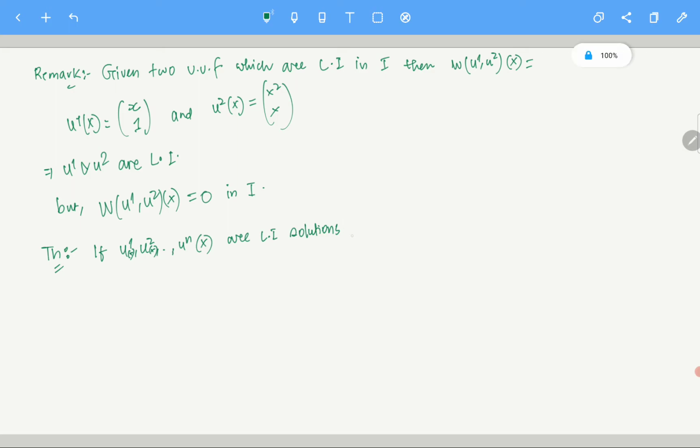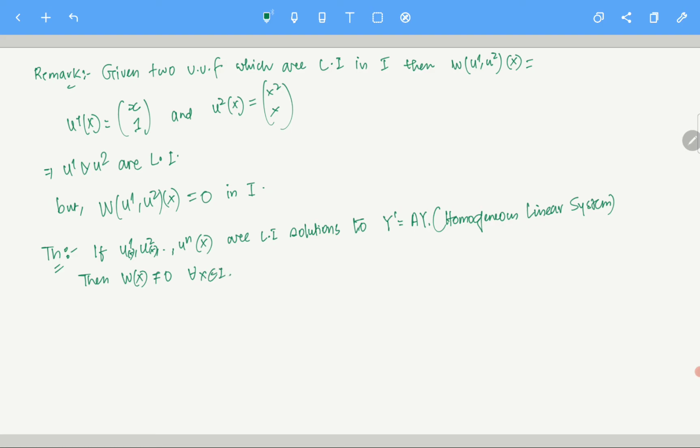solutions to, let's say, y prime equals Ay. So you are given a homogeneous linear system, and for that homogeneous linear system, let's say you have n linearly independent solutions, that's important. Then the Wronskian W of x is non-zero for all x in I.